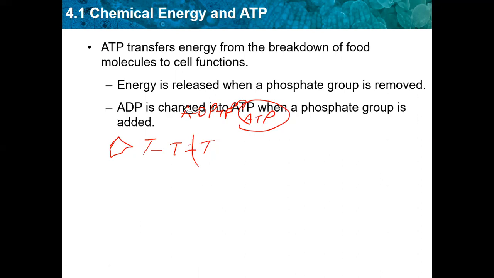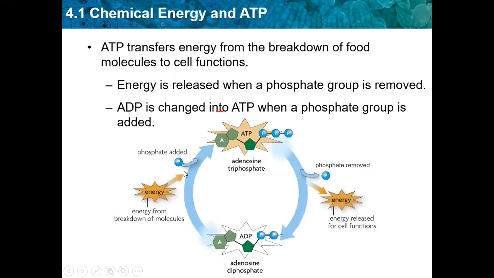Is that understood? ADP is changed into ATP when a phosphate group is added. So it starts with the addition of energy from the breakdown of molecules. It's going to add one phosphate to the ADP to form an ATP. So you're going to have adenosine, then 3 phosphate molecules. One phosphate molecule will be removed when energy is released for cell functions or cell activities. Then what would you have? You're going to have adenosine diphosphate after the release of the energy.